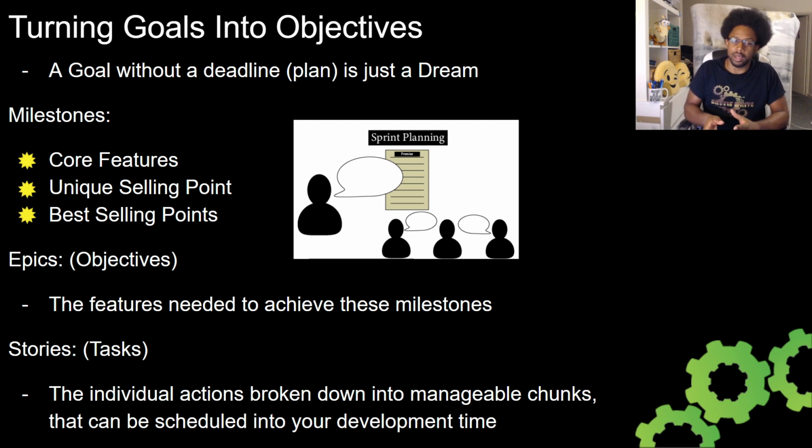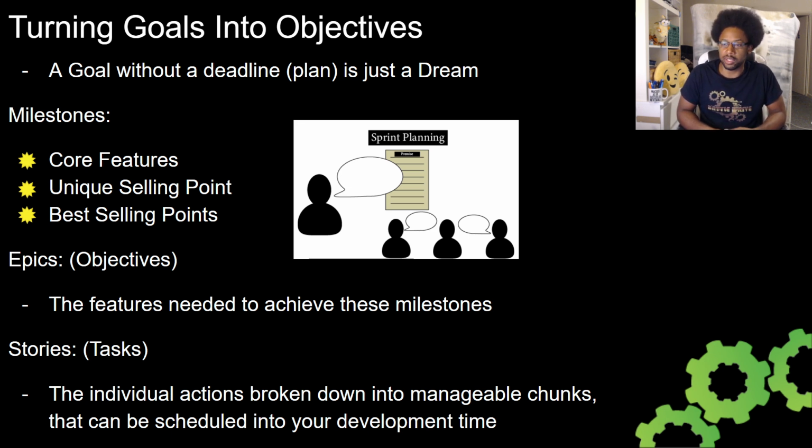Some of them will require other features to be implemented first. And in those cases, we refer to blockers, a feature that can't be completed until another feature is done before it. So the smallest possible task that can be completed, we refer to those as stories. The individual tasks that make up your milestones, we refer to as epics. So like I just said, if the best selling point is the game is exceptionally difficult, one of the epics would be having an enemy that learns from the player.